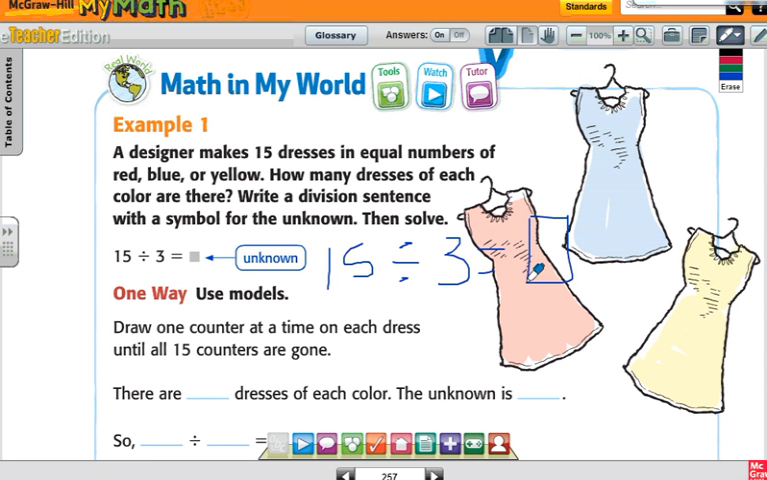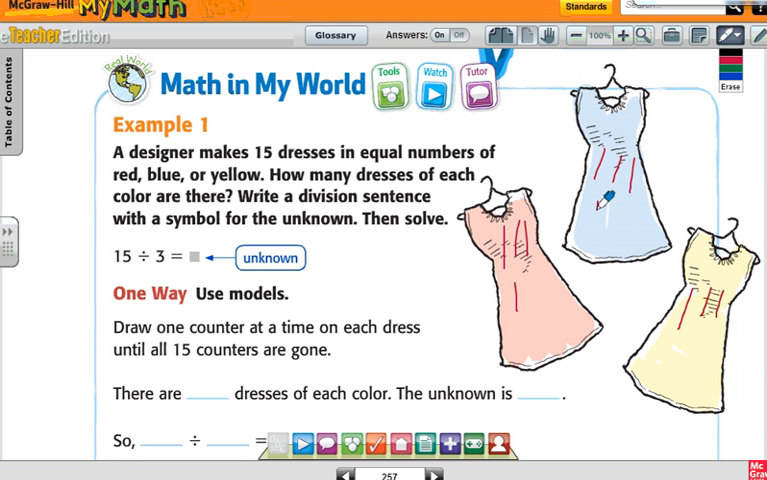Okay. One way is to use models. Draw 1 counter at a time on each dress until all 15 counters are gone. So, like this. 1, 2, 3, 4, 5, 6, 7, 8, 9, 10, 11, 12, 13, 14, 15. I used up all my counters. I make sure that I put 1 counter on each dress at a time. Okay, so there are how many dresses of each color? 5. Okay, of each color. So the unknown is 5.